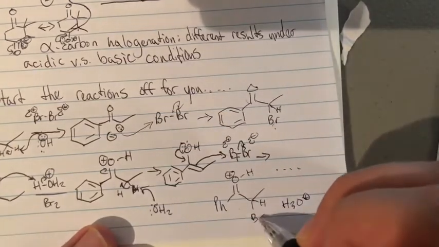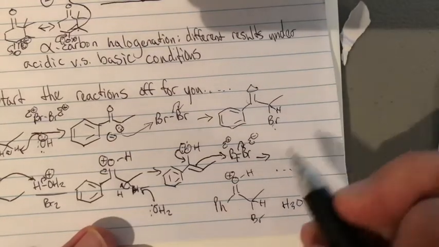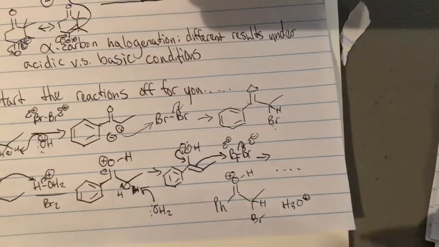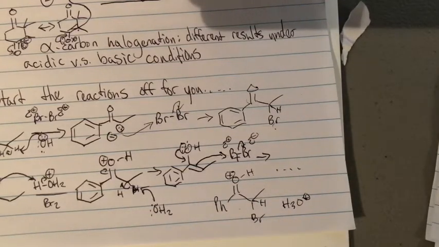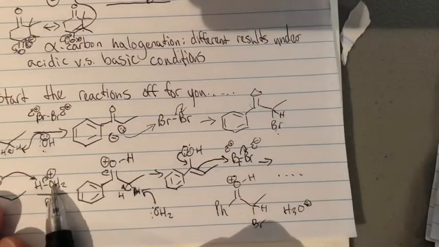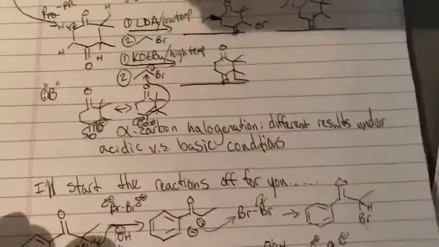Therefore, you're only going to have one bromination or chlorination or whatever, even iodination at that particular alpha carbon, just that one substitution, just that monobromination. Okay, so it's pretty much locked up there. You can't go any further. Okay, so that's the difference between doing things under acidic conditions versus basic conditions.